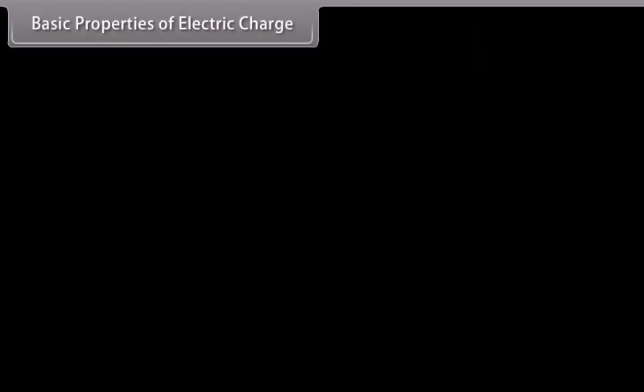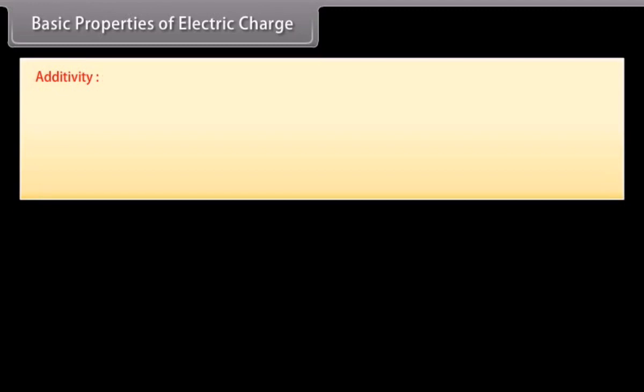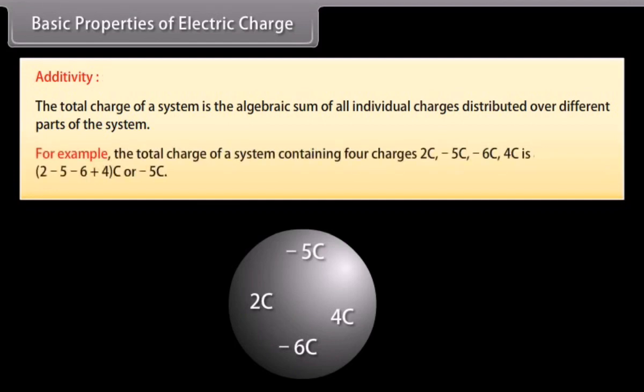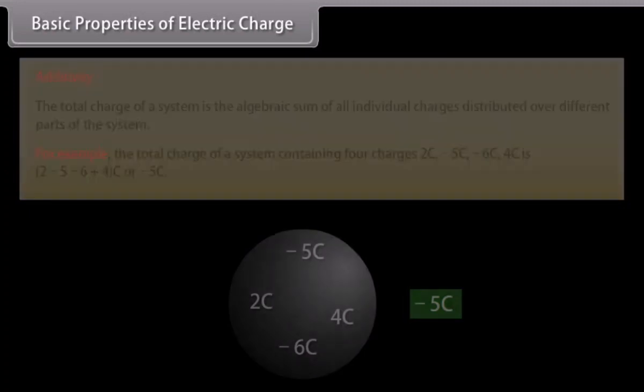Basic properties of electric charge. Additivity. The total charge of a system is the algebraic sum of all individual charges distributed over different parts of the system. For example, the total charge of a system containing 4 charges, 2 Coulomb, minus 5 Coulomb, minus 6 Coulomb, and 4 Coulomb, is equal to minus 5 Coulomb.